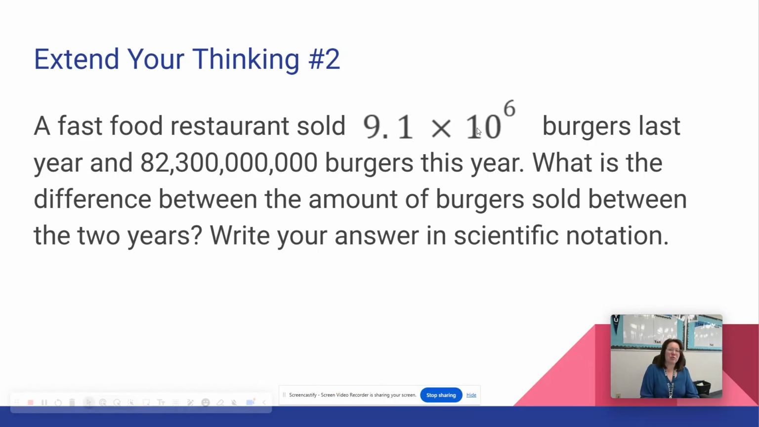A fast food restaurant sold this many burgers last year, and that many burgers this year. I'm not reading those numbers, but they're big. It's a lot of burgers. What is the difference between the amount of burgers sold between the 2 years? Difference means subtract.